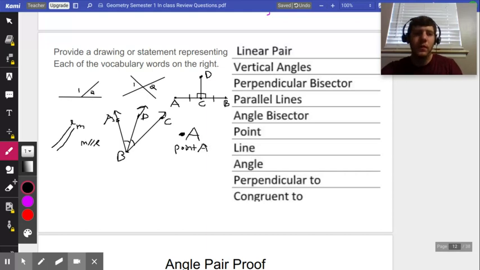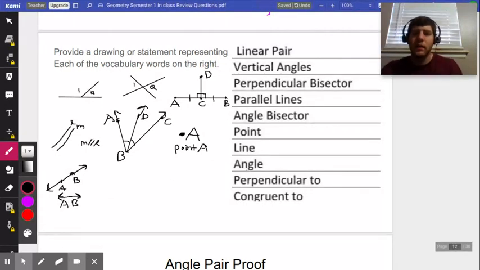A line goes on forever in two directions. Okay, to name a line, we use 2 points on that line, any 2 points, right? A line is made of an infinite number of points. We're just going to pick 2 points on that line, right? And we'll call this line AB.